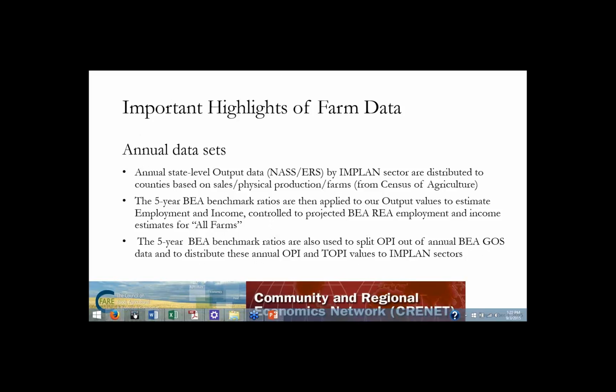It's also lagged a year, the REA data. So really what we have annually every year that is up to date would be the state level output. And pretty much everything else has to be extrapolated from that somehow. So that's kind of the challenge that we work with there.